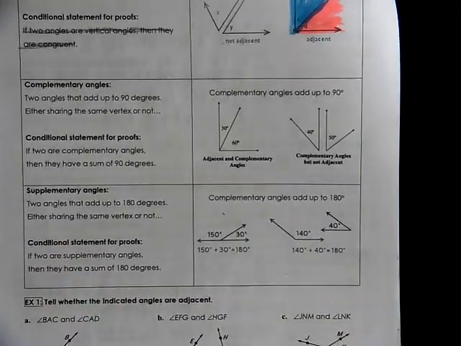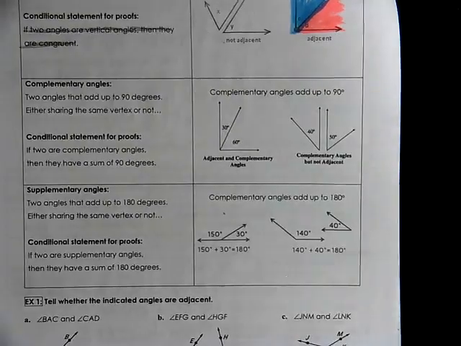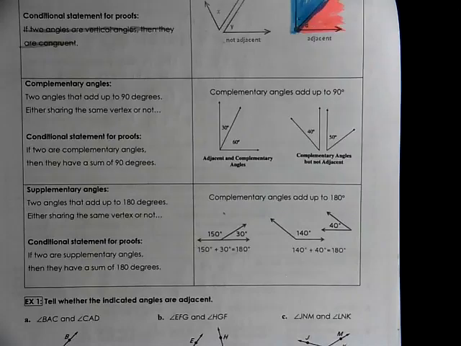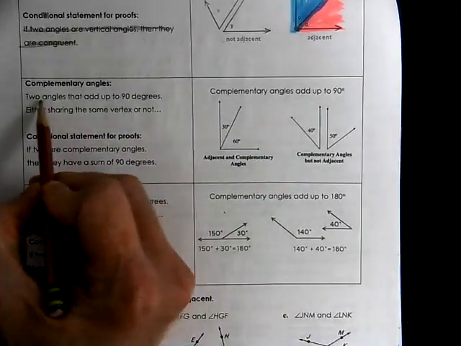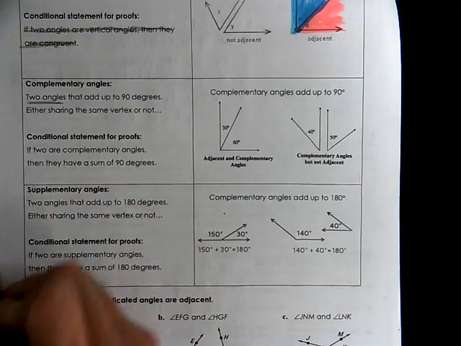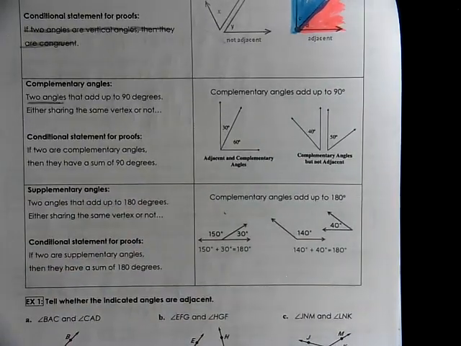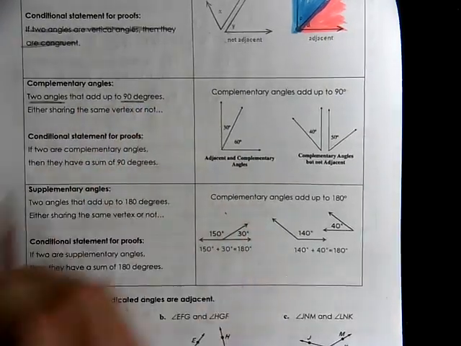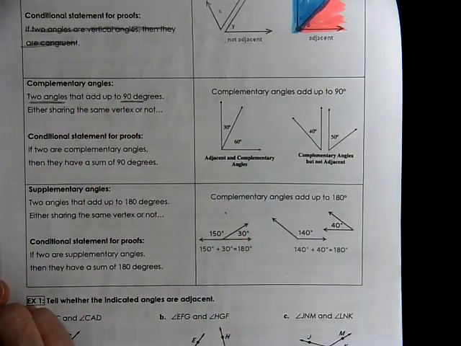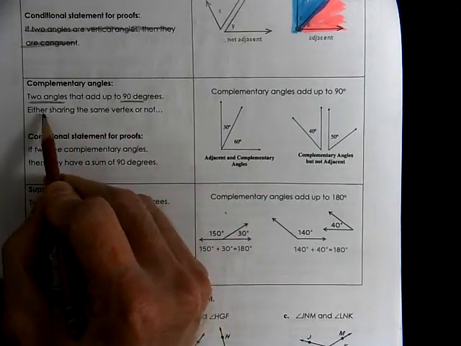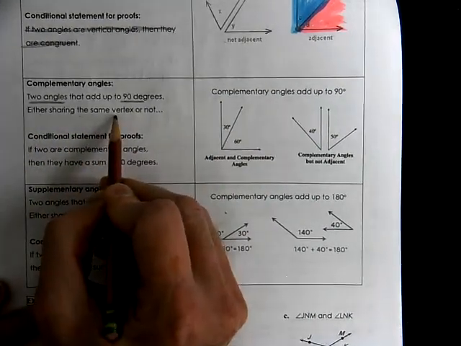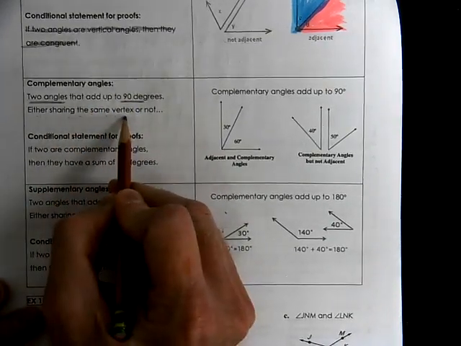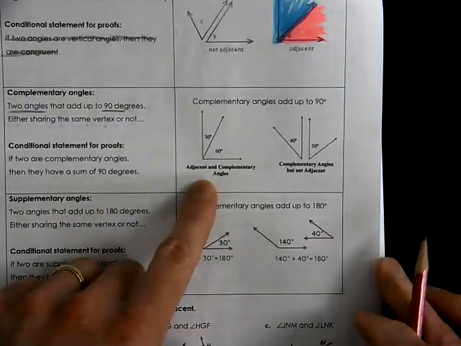Complementary angles. Now this is important for us setting up proofs, for answering many different geometry questions that you will see. Complementary angles are two angles. It cannot be three, and it definitely can't be one. It has to be two that add up to 90 degrees. They don't have to be adjacent, in other words. They can either share the same vertex or not. It doesn't matter.